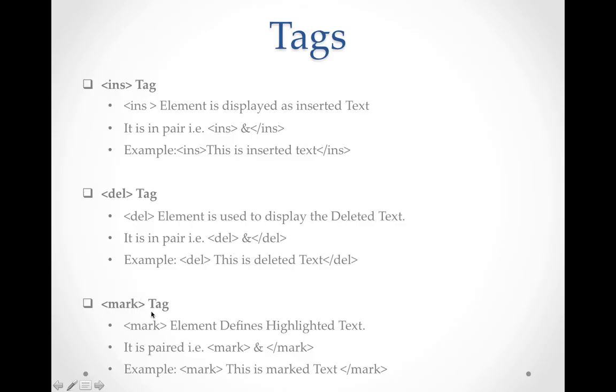Next is mark tag. Mark tag defines highlighted text. अगर किसी टेक्स्ट को हमें हाईलाइट करके बताना है so we'll use mark tag. It is in pair. Start tag and end tag is there. Whatever we want to highlight that text we have to enter in mark tag. Okay, we will see the program.